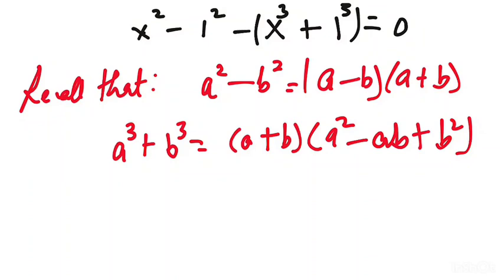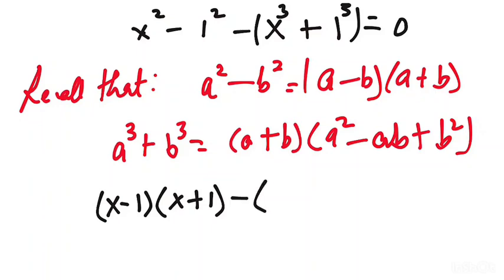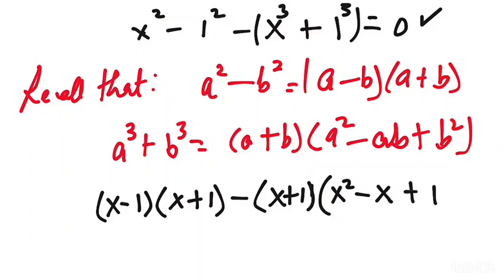Okay, so we're going to have x squared minus 1 squared, that will be x minus 1, then x plus 1, then minus. For this one, that is x to the power of 3 plus 1 to the power of 3, so this is going to be x plus 1 into bracket, x squared minus 1 times x, that is x, then plus 1 squared, and that's going to give us 1. Then everything equals 0.